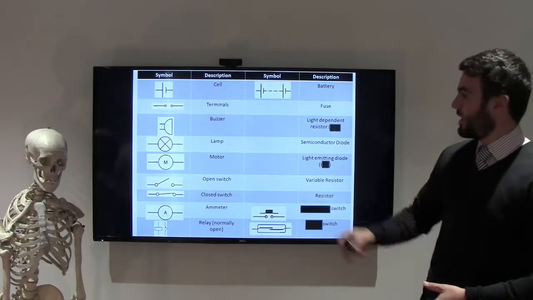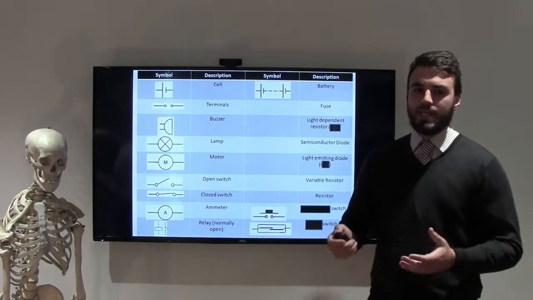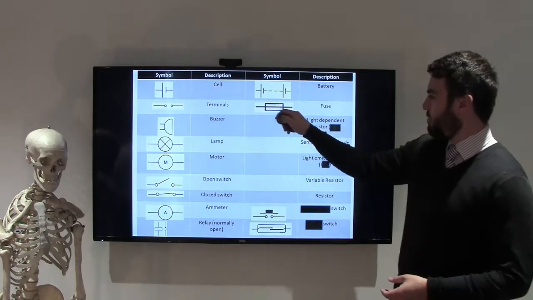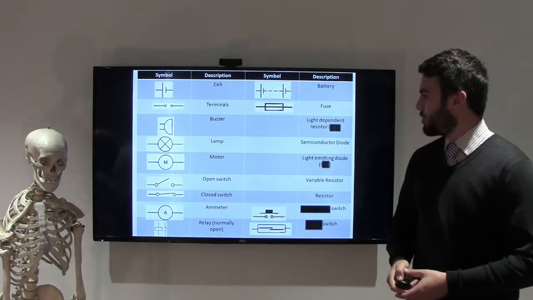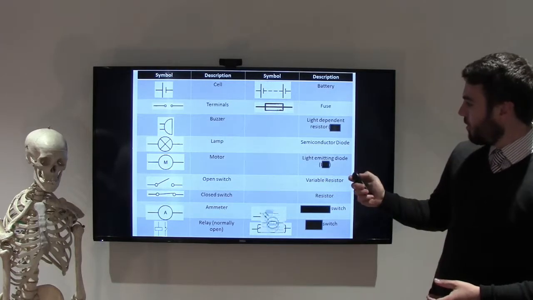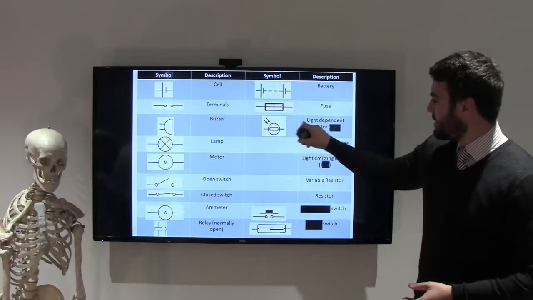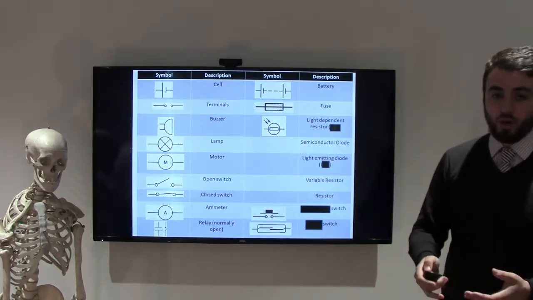Battery, lots of cells together. The dotted line means I can have as many cells as possible. Fuse, it's a long thin wire, which remember can melt when too much current goes through it. What's this one? Well, that's the light coming in, that's my resistor, and this means it's a light dependent resistor, or LDR.